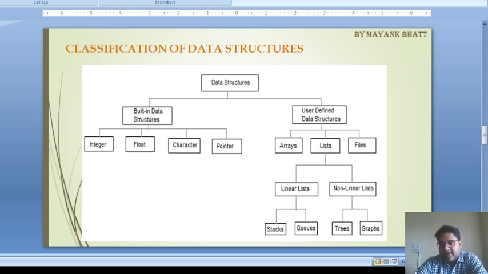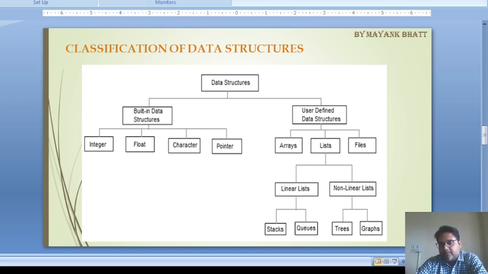The second one is the non-linear data structures. Non-linear data structures are simply trees and graphs. In a tree we use a hierarchical model: there is a parent, after that there are certain children, and so on. So the data will not be stored in a sequence in the memory. That is the basic difference between linear and non-linear.